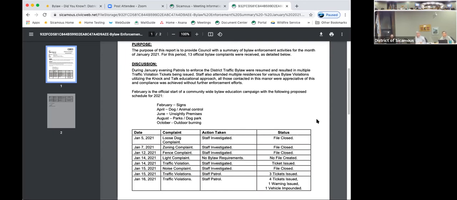I'd also like to mention, in regards to the unsightly properties, being on more of a full-time basis, it's a lot easier to keep track of those properties and send out the letters and notifications in a more timely manner. For sure, thank you. It should be taken care of a lot quicker than previously.